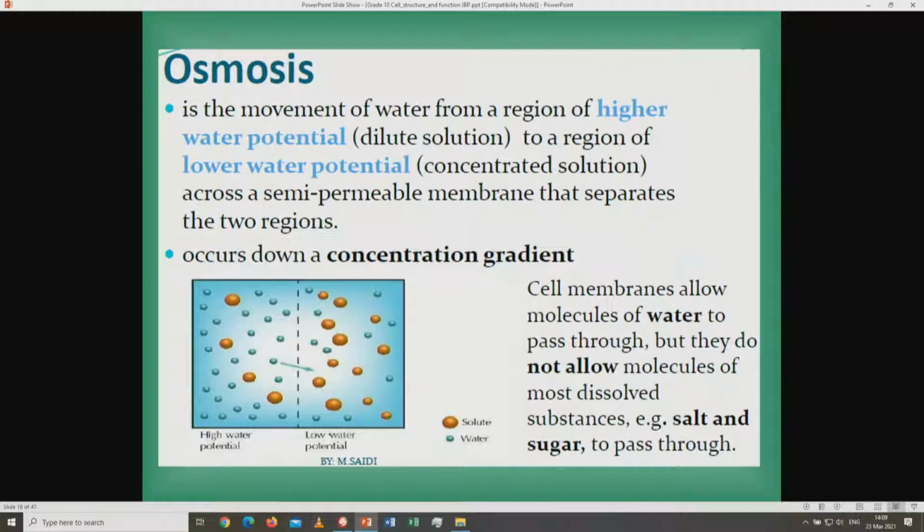Osmosis is the movement of water in and out from a region of higher water potential to a region of lower water potential across a semi-permeable membrane that separates the two regions. Now, this is vital for plants and animals' survival. In plants, osmosis helps to absorb water from the soil and transports it to the leaves.